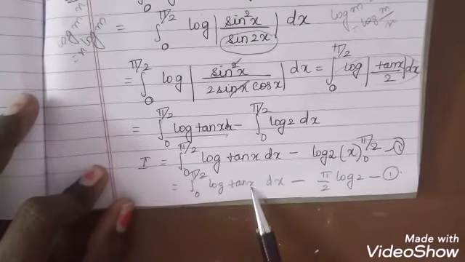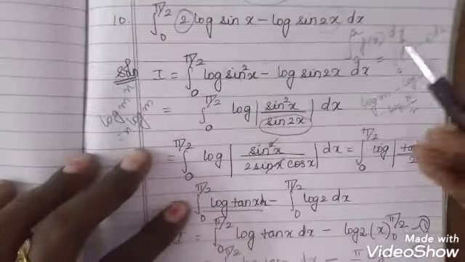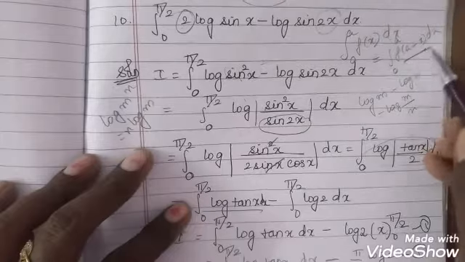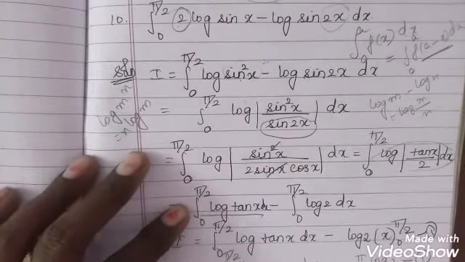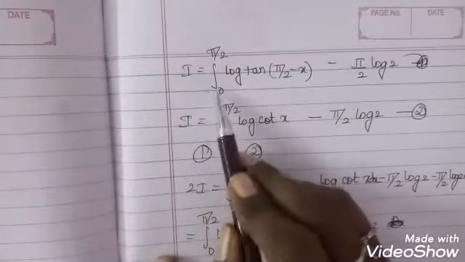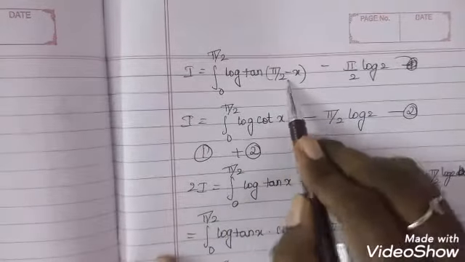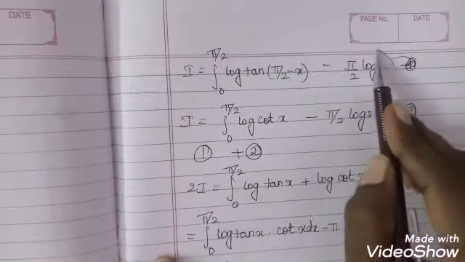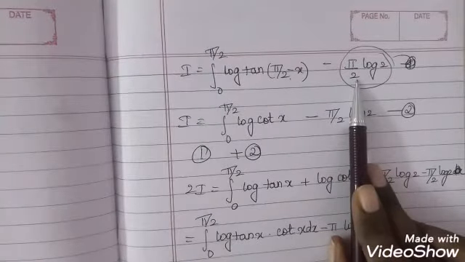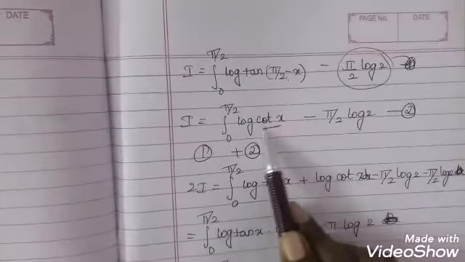Now I'm going to use the property. What's the property? I told you in the beginning itself, no? The integral over 0 to a of f of x dx is equal to the integral over 0 to a of f of a minus x dx. I'm going to make use of that property. So here your I is equal to the integral over 0 to pi by 2 of log of tan of pi by 2 minus x, minus pi by 2 log 2. This one I am not going to touch at all because I have already integrated, so that is left as it is. So what is tan of pi by 2 minus x? That's nothing but cot x.